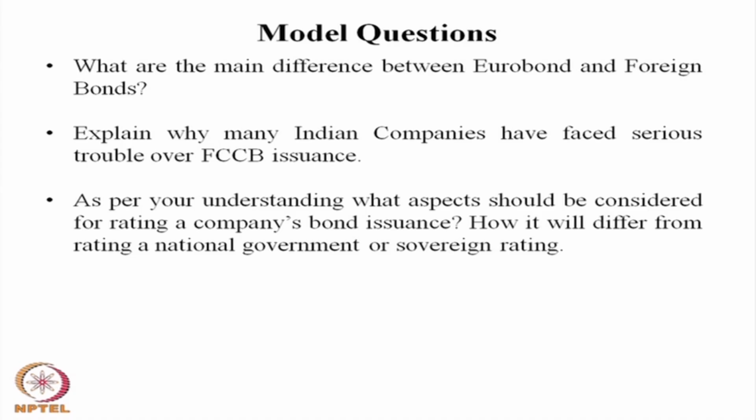The model question for you, the first question here: what are the main differences between Euro and foreign bonds? You discuss what are the features of Eurobonds and what are the features of foreign bonds. Similarly, the second question here: explain why many Indian companies have faced serious trouble over foreign currency convertible bonds in recent years. Here you can discuss that after the economic liberalization, many Indian companies have issued foreign currency convertible bonds. They linked the bond price to the share market price, which was ruling very high at that time, and recently the share market price is not performing well.